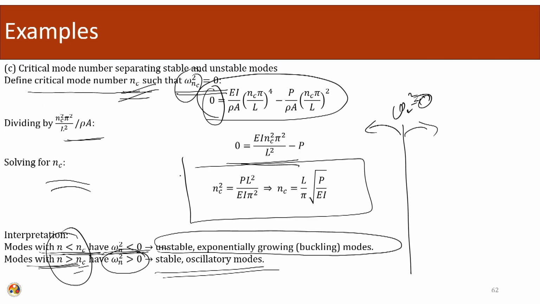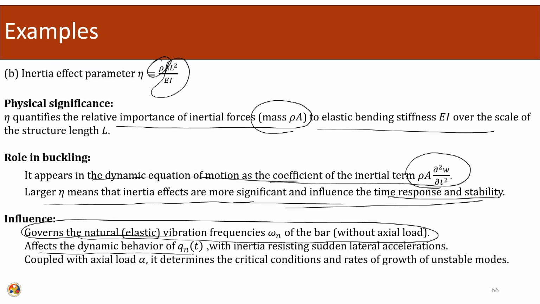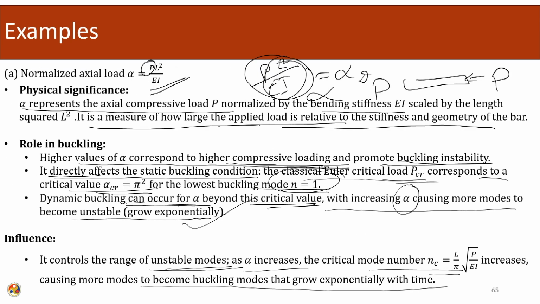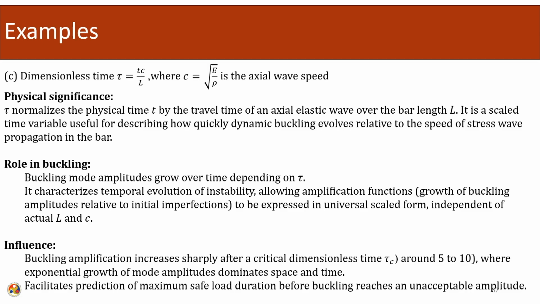After that, it affects the dynamic behavior of the system with inertia resisting sudden large acceleration. So, inertia is trying to cause the resistance in the system, and coupled with the axial load effect, it determines the critical condition and rate of growth of the unstable mode. So, this is present in the equation of omega square, and combined with the relative value of these two, it will determine whether omega n is going into the unstable oscillatory mode or in a stable mode.